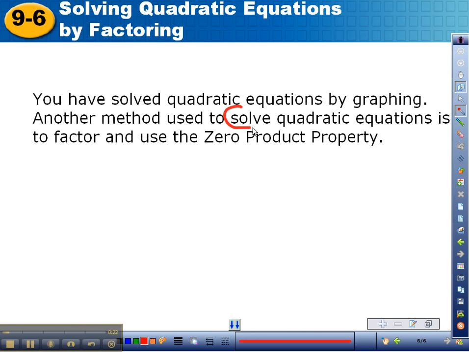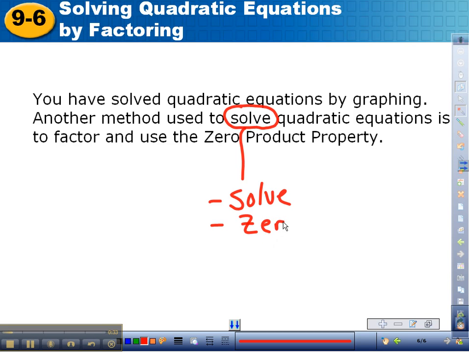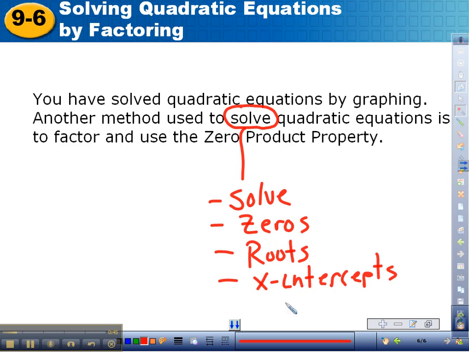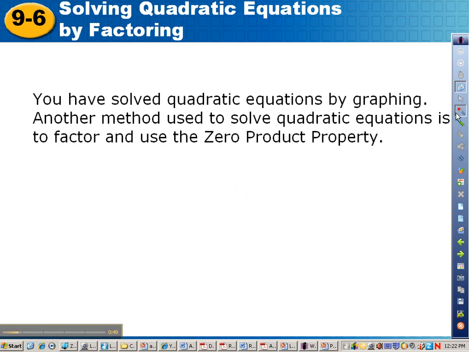When they say solve, they can say solve, which also means find the zeros, which also means find the roots, which also means x-intercepts. Yeah, why can't they just call it one thing, right? Yeah, I know. Okay, here's the zero product property.